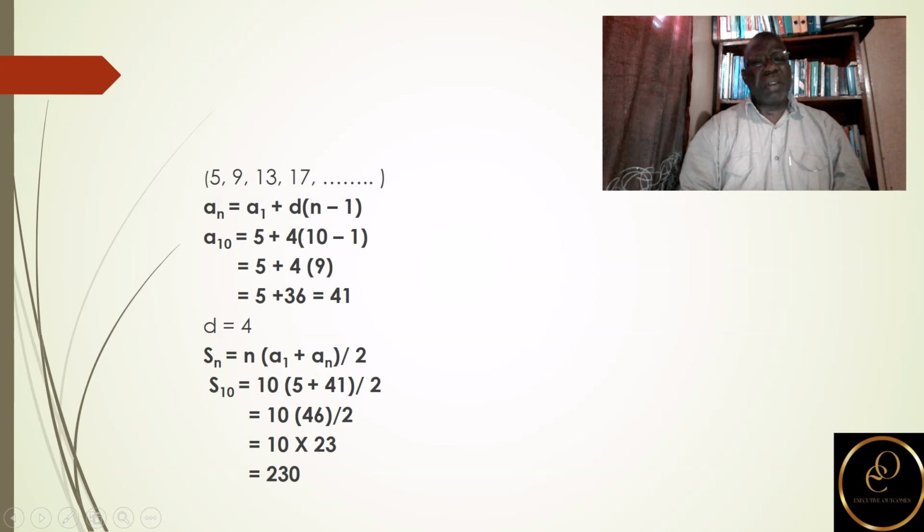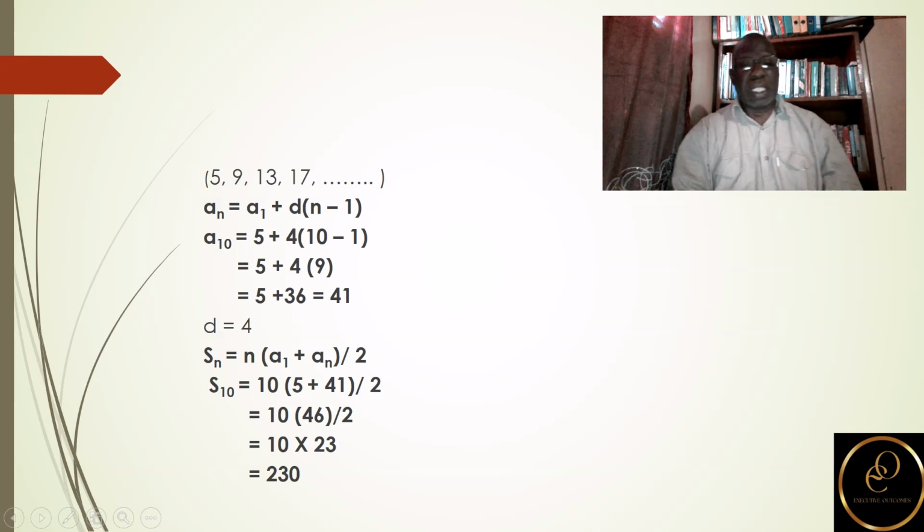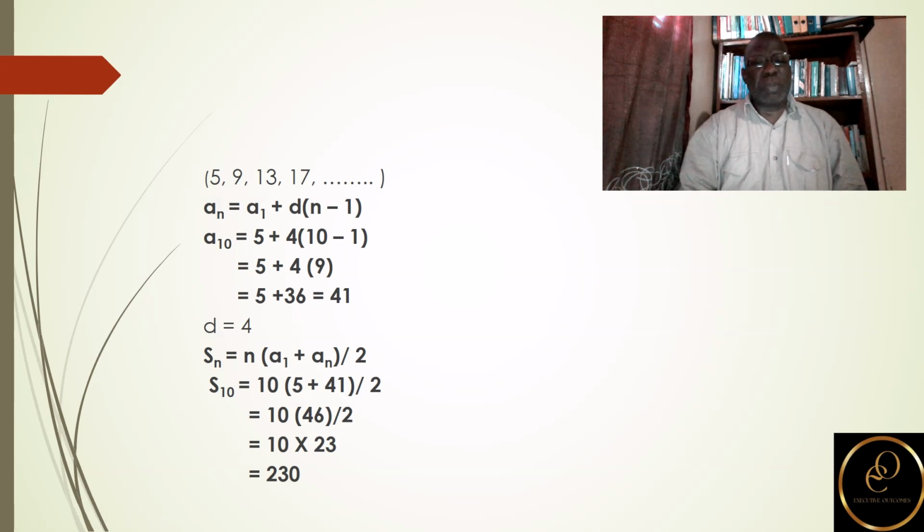Then if we are now asked to find the sum of the first 10 numbers in this series, we are going to apply the next formula, which is S subscript n equal to n, open brackets, first term plus the number itself at the nth position, then divide by 2. So we have the number at the 10th position as 41. So we're going to insert it in this formula.